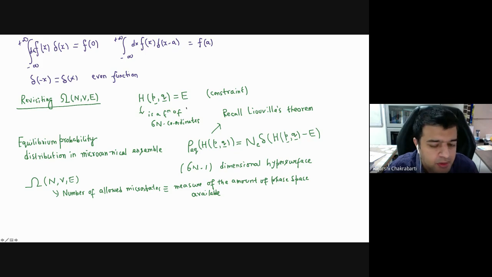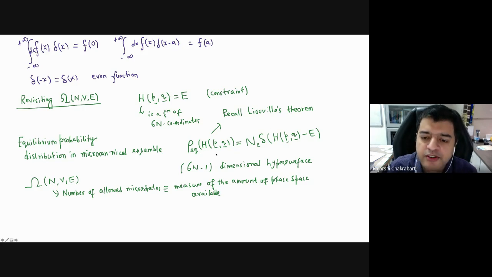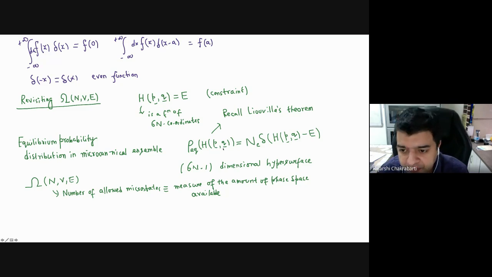And if you go back and recall Liouville's theorem, it tells you that when a system is in equilibrium, then this equilibrium distribution has to be a function of your Hamiltonian. So for the microcanonical ensemble, when the system is in equilibrium, of course, only then can you think of an ensemble. Your equilibrium distribution has to be a function of your microcanonical Hamiltonian H, which is a function of P and Q. P bar means all the P's, Q bar means all the Q's. And what it should be, because there's a constraint that your H has to be equal to E.